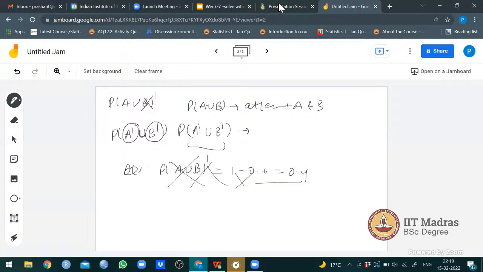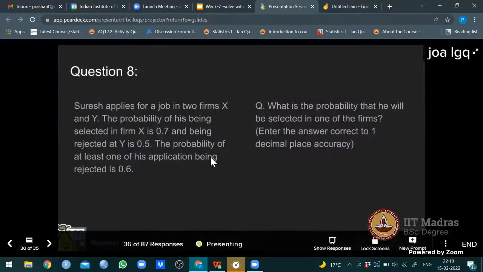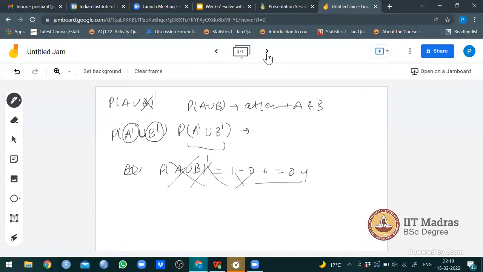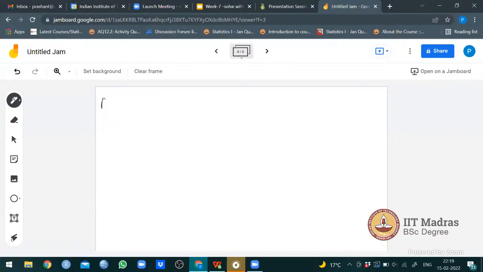That's why I said, sir, if you define the event A as him getting rejected, and B as him getting rejected from the second company, then it will be A complement, it will be A. Yeah, so one of them we have to take the complement, the other can be as it is. Yes. Accordingly things will change. So see, you got this point?